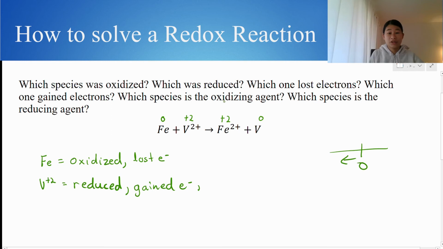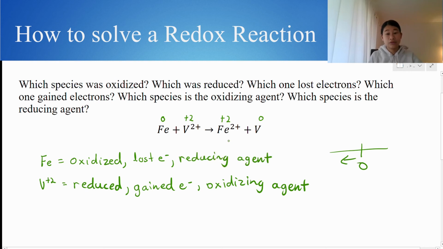Alright, and then which species was the oxidizing agent? Well, that's like asking which one caused the oxidation of the other one. The one that was reduced, vanadium 2+, must have been the one that caused the oxidation of the other species in the reaction. Okay, so we'll call this vanadium 2+ the oxidizing agent. And that means that iron here must have been the reducing agent. It was the one that caused the reduction of the other species in the reaction. Alright, and so that answers all of our questions.